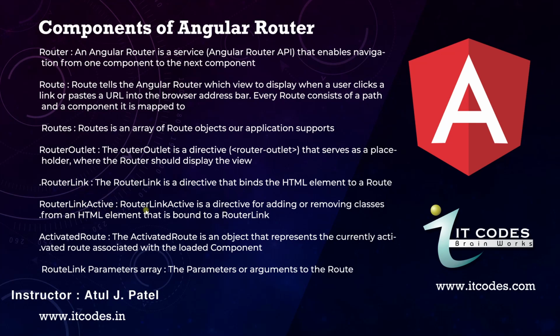Router link active is a directive for adding and removing classes. Activated route will be used with parameters. It is an object that represents the currently activated route. And router link parameters are the parameters which we pass, such as query strings. In this session we will be covering up to router link. The next part will cover router link active, activated route, and how to pass the parameters. So let's start with creating an application and learning how to use routing inside your Angular application.